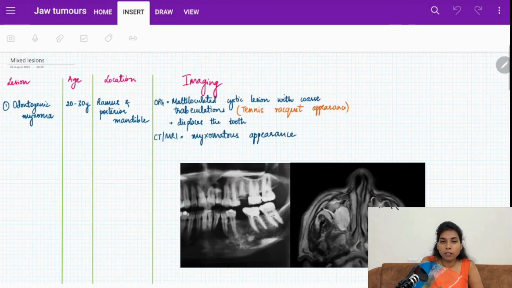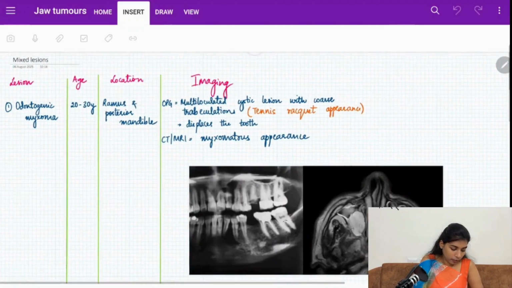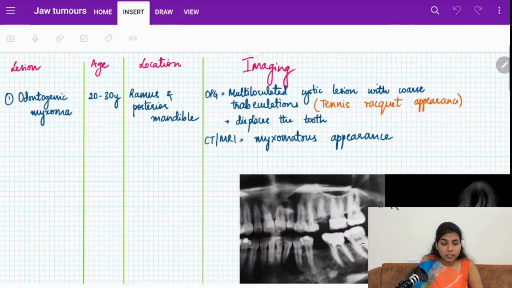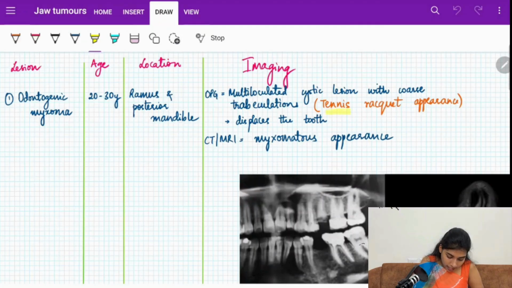So, what we were left with was odontogenic tumors. And I told you, odontogenic tumors in mixed jaw tumors were all benign lesions. And there were 3 in number, that is odontogenic myxoma, Pindborg tumor, cemento-osseous dysplasia. So, starting with the first one, that is odontogenic myxoma. Odontogenic myxoma is seen in a 20 to 30-year-old person located in the ramus and the posterior mandible. On an OPG, it is very important you get a tennis racket appearance. What do we see? A tennis racket appearance.